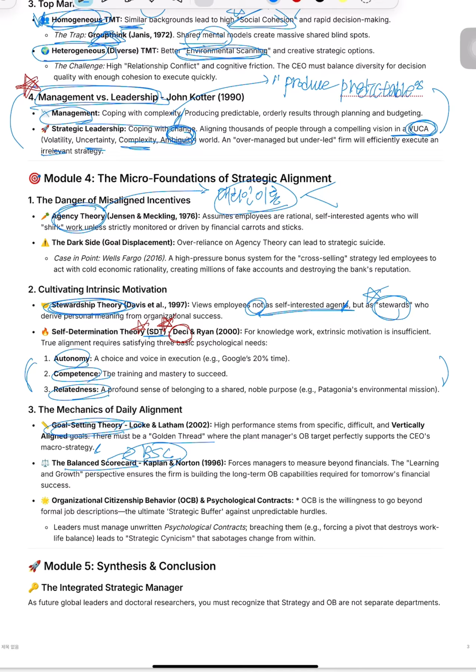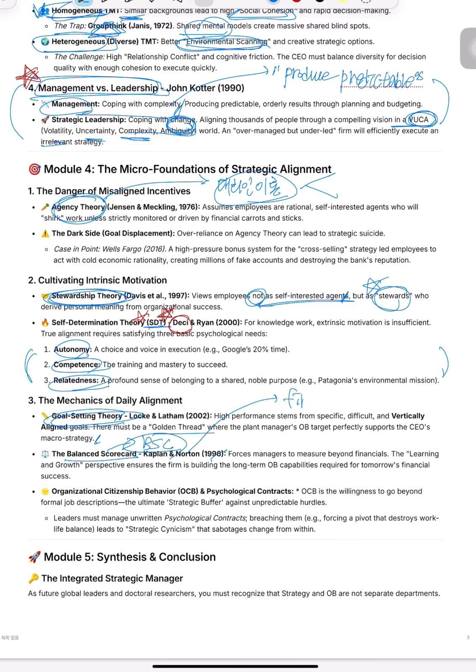BSC forces managers to look far beyond the simple finances. It measures four perspectives: financial, customer, internal processes, and learning and growth. By measuring learning and growth, the firm ensures that it is building the long-term human capabilities and cultural alignment required for the financial results of tomorrow.